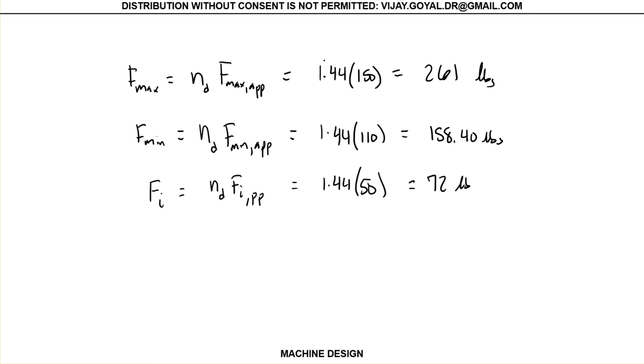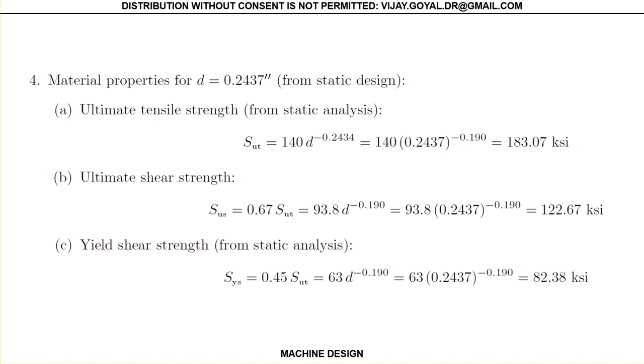Okay. So we move on and we start our analysis, and as I told you, we're going to start with 0.2437 as the initial guess. Remember, this comes from your static analysis, where this was given as A minus D, and for the property of the material that we are using, we found what this A and M should be.